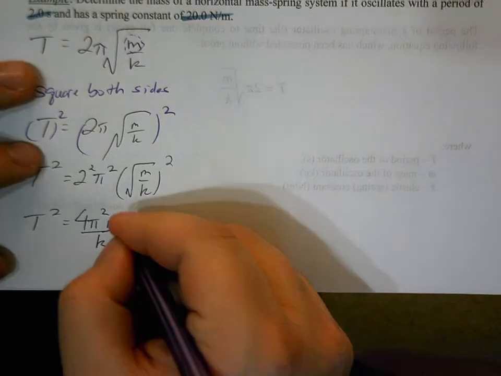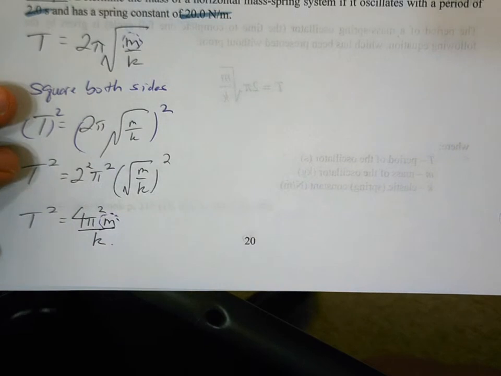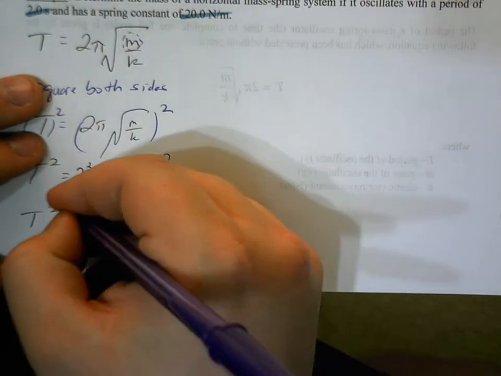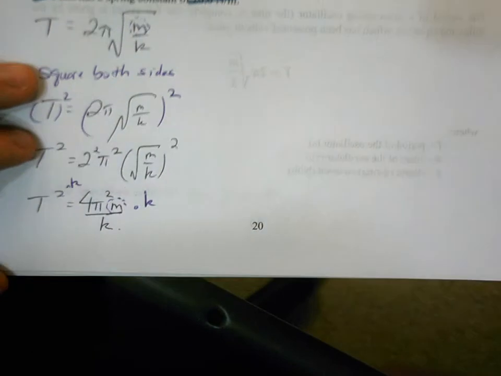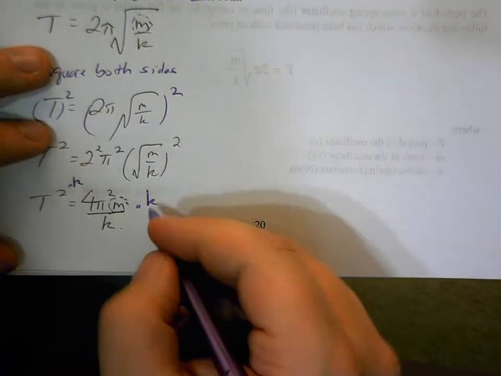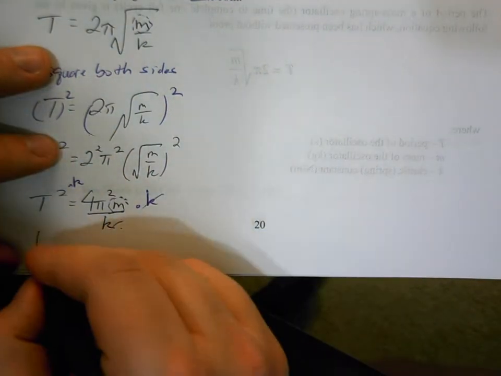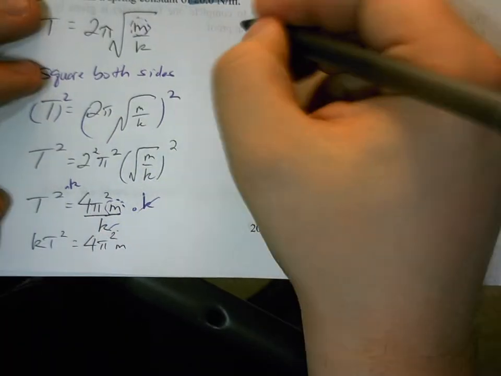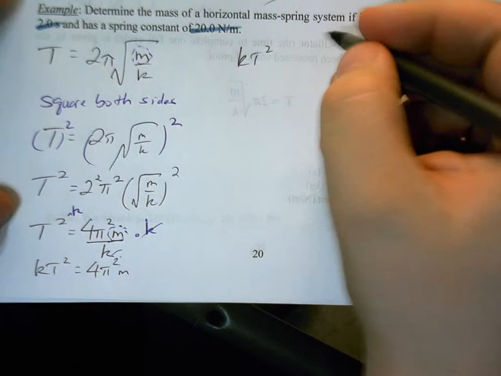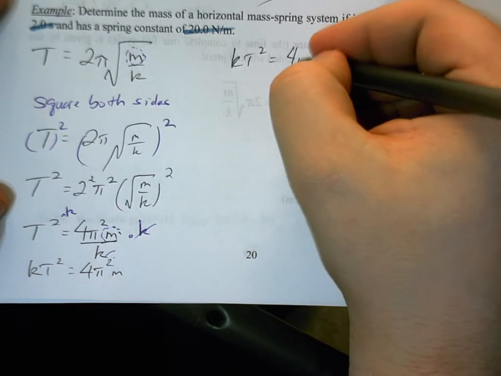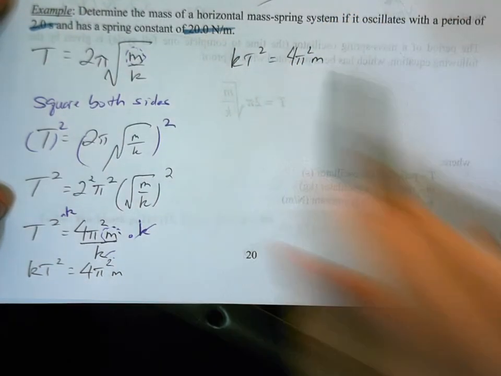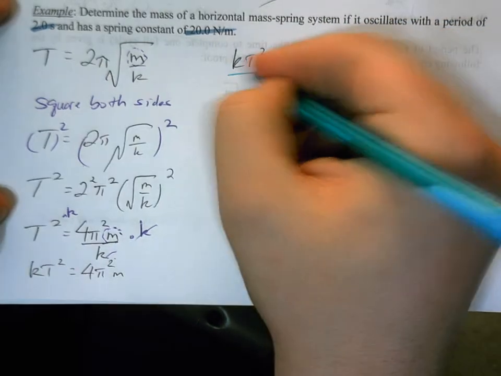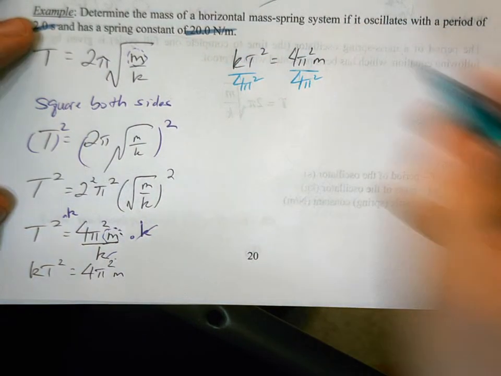My interest here is going to be the mass. So what we're going to do is we are going to get rid of this k first of all. Let's multiply both sides by k. So what I'm going to get is kt squared is equal to 4 pi squared m. Let me write that up here, just so we have it for reference. Well, I'd like the mass, so let's divide by this 4 pi squared.